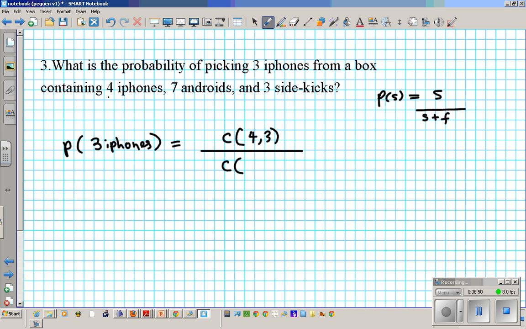So what is everything? 4 plus 7 plus 3, which is 14. So out of 14, we're going to choose 3. So there goes your answer. And that is the same thing as 4 choose 3 divided by 14 choose 3. Okay? Now moving along, let's try another example.